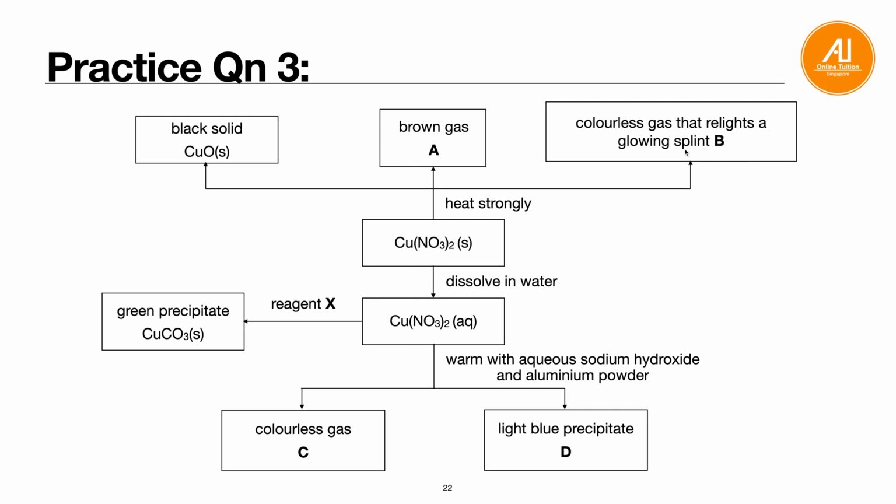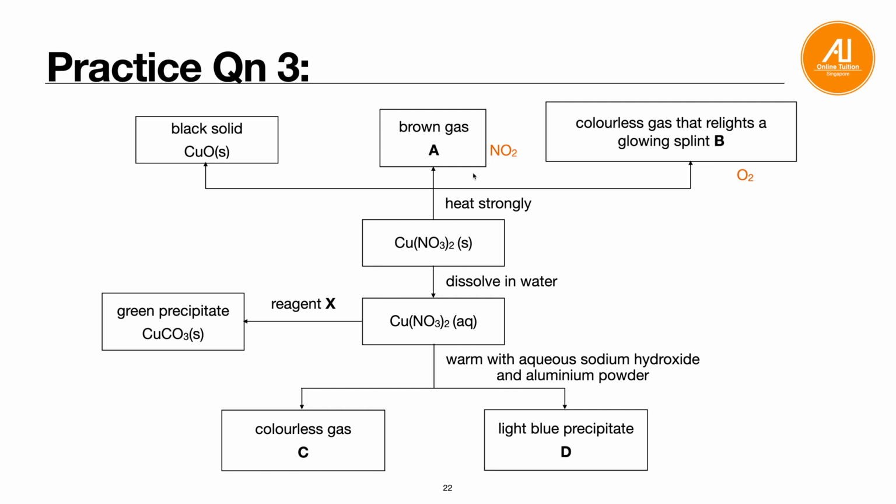Relight glowing splint means what? Still remember, must be what gas? Your oxygen gas. Okay? Then just think backwards. Copper nitrate to give you CuO, O2, and what is this one? If you think backwards, where is your N going to be? Must be something with N. Can't be N2, N2 is colorless. So the next logical gas will be what? NO2. Okay, so you have to think backwards.